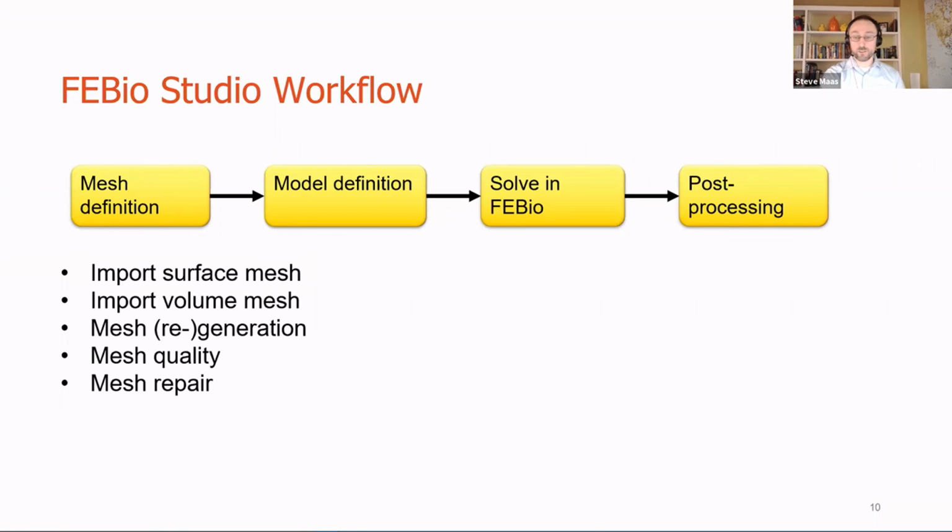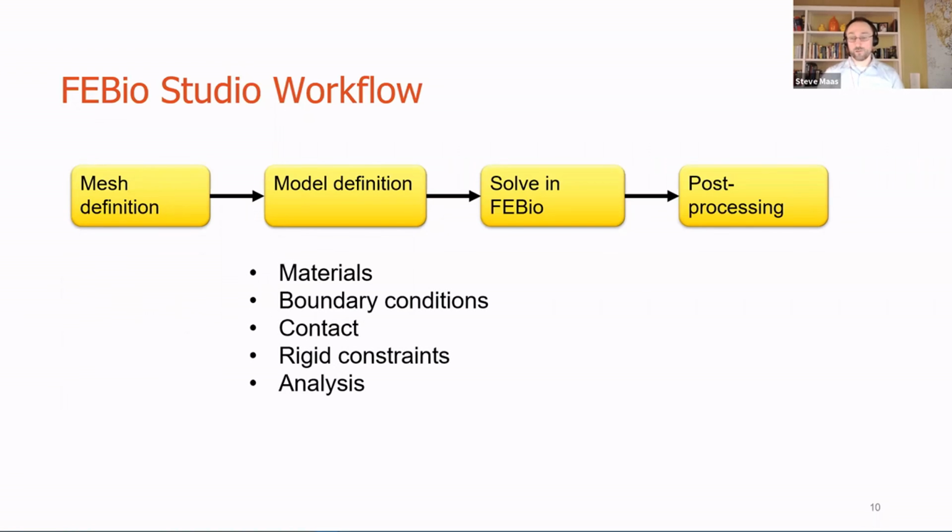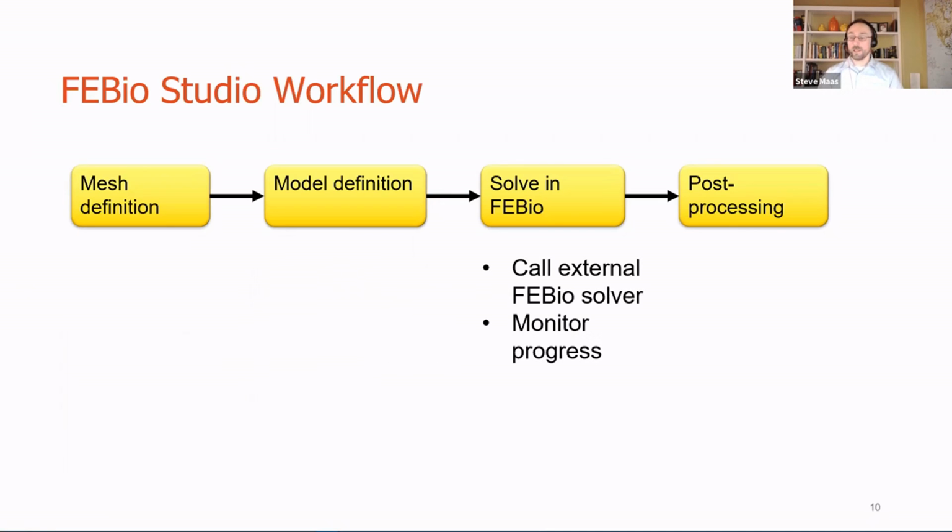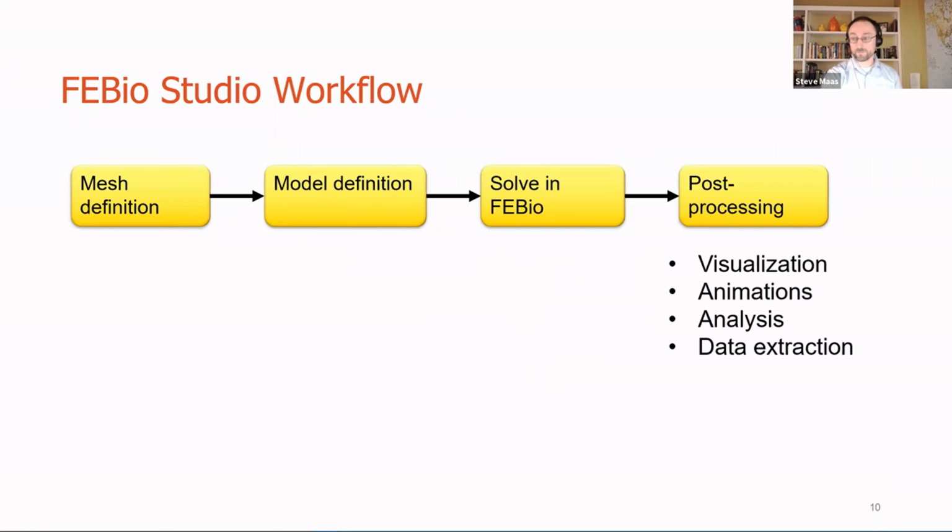Once the mesh and the geometry have been defined, it's time to add all the physics. That includes adding all materials, boundary conditions, contacts, and so forth. Once the physics has been set up, you can call FEBio. FEBio Studio will do this for you, as we'll show later. This process is fairly transparent, but FEBio still does all the work in the background. And then once it's completed, the results can be brought back into FEBio Studio, where you can then do any kind of visualization or analysis.